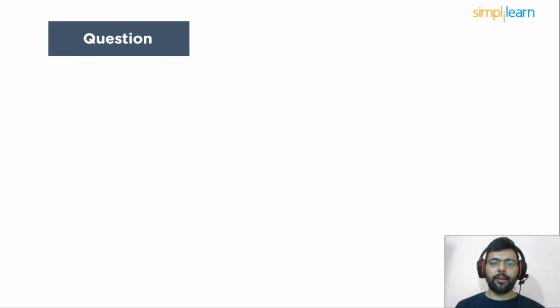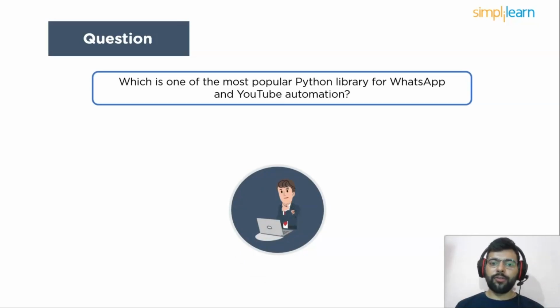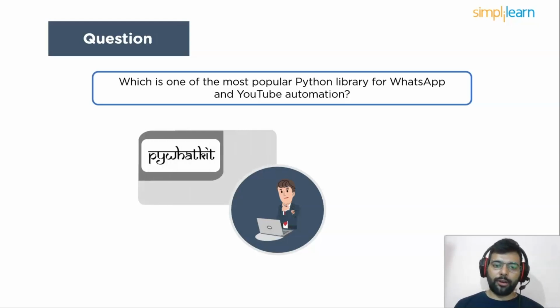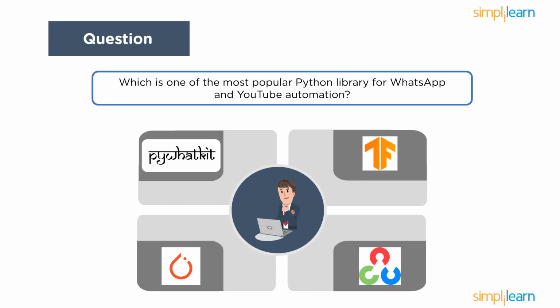Before starting, let us have a simple question to brush up on our knowledge. And please answer in the comment section below and we'll update the correct answer in the pinned comment. So our first question is, which is one of the most popular Python library for WhatsApp and YouTube automation? And the options are PivotKit, TensorFlow, PyTorch or OpenCV. You can pause the video, give it a thought and answer in the comment section.